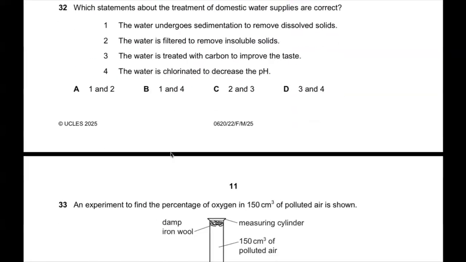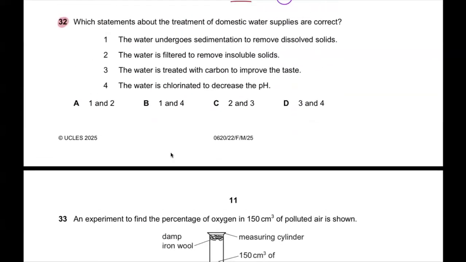Okay. Now, MCQ number 32. Which statements about the treatment of domestic water supplies are correct? Number 1: the water undergoes sedimentation to remove dissolved solids. Sedimentation is used to remove undissolved solids, right? If the solid is dissolved, how could you remove it by sedimentation? So statement 1 is wrong, and if statement 1 is wrong, then A and B go wrong.